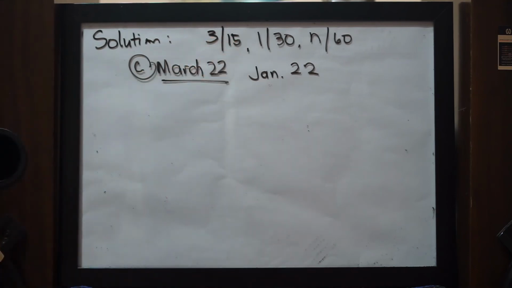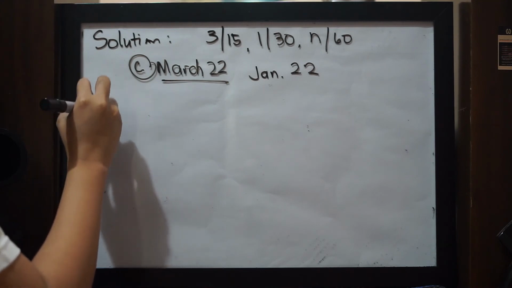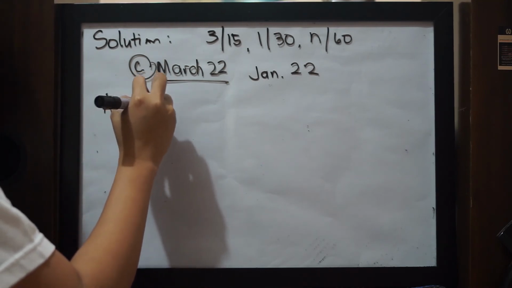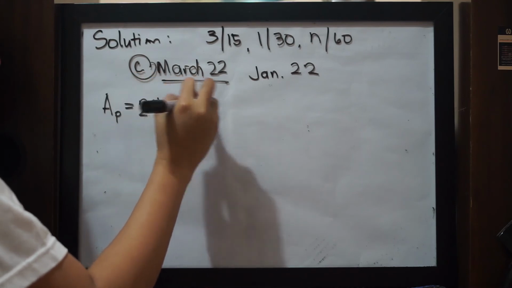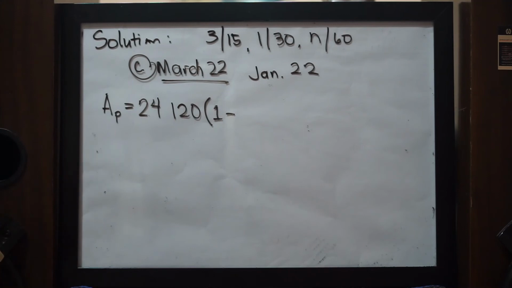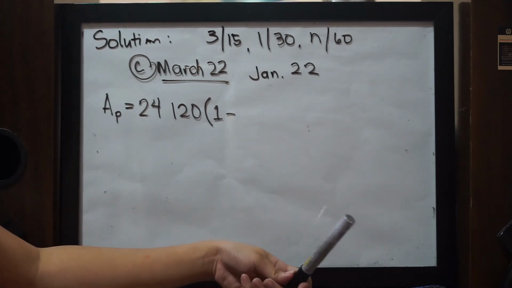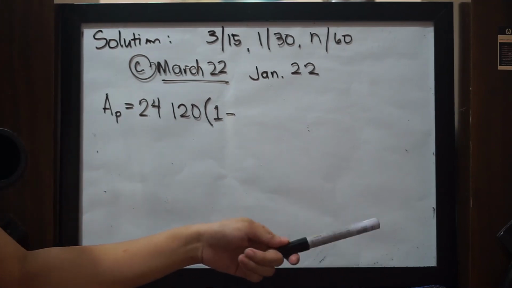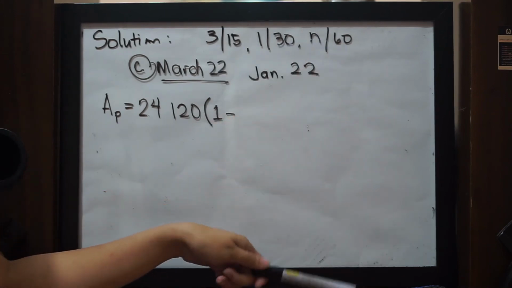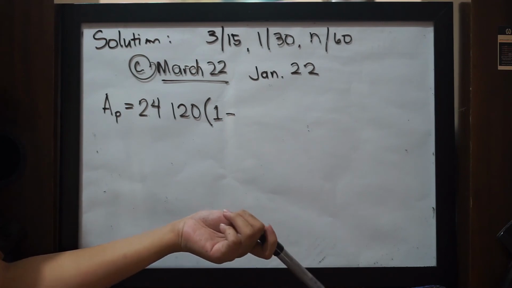So, for letter C, if the invoice is paid on March 22, how much is to be paid? So we're still looking for the amount payable and we still have the same net price na 24,120 multiplied by 1 minus. Hindi natin ngayon alam kung ano yung discount rate pa na gagamitin natin. So, from the given terms. So, ganun ulit. Same with letter A and letter B.